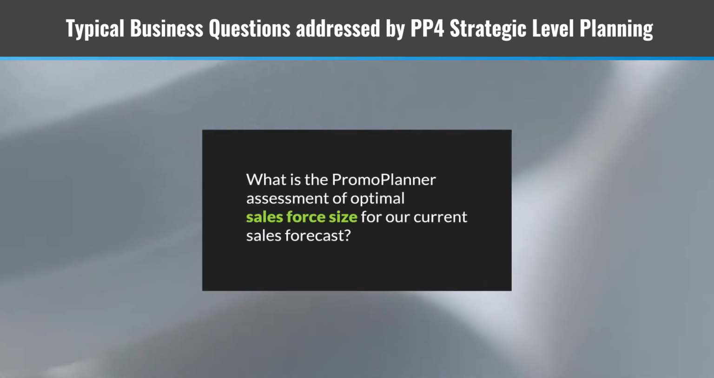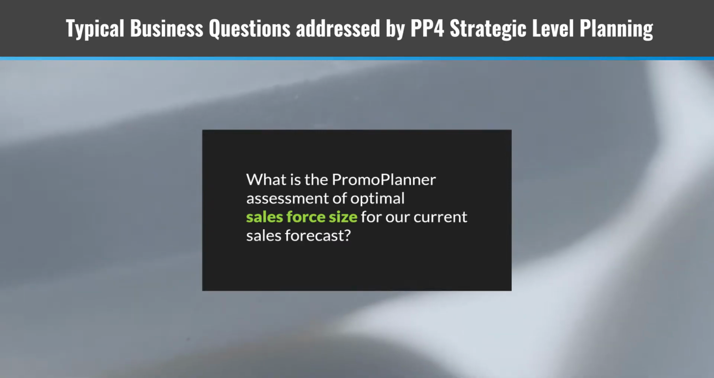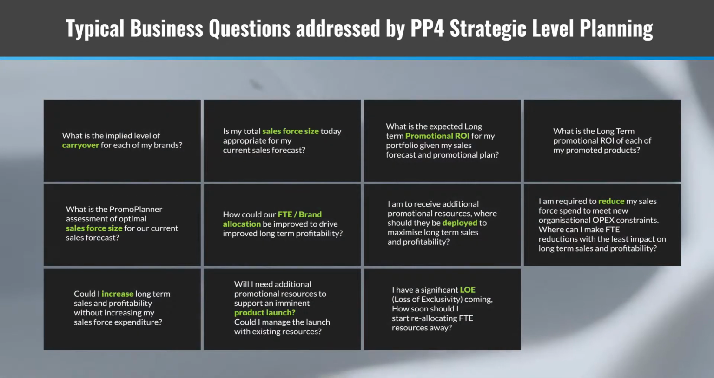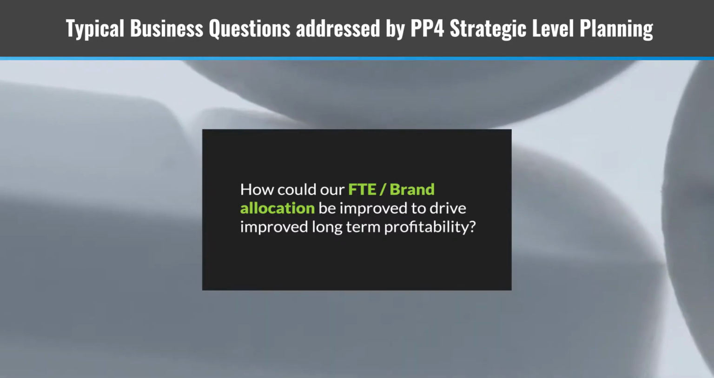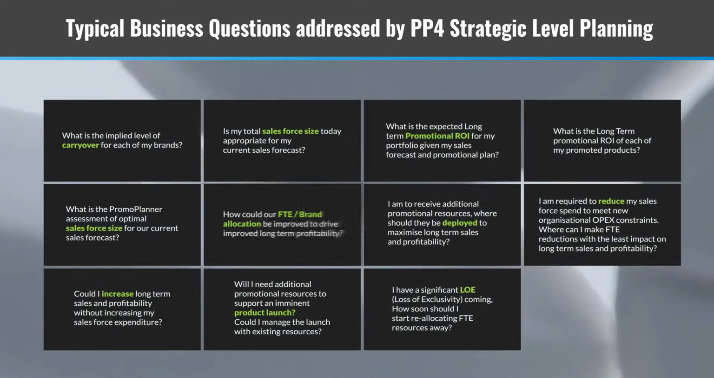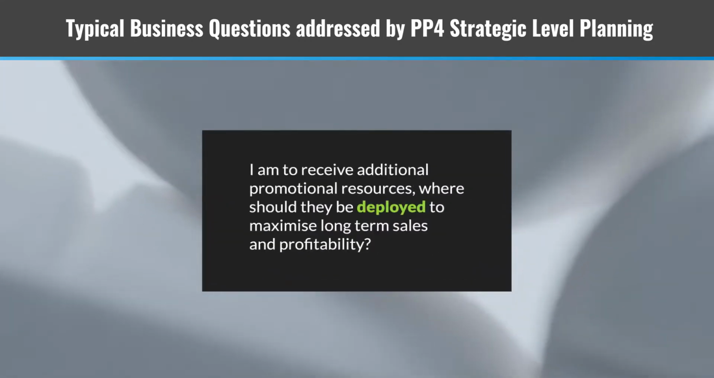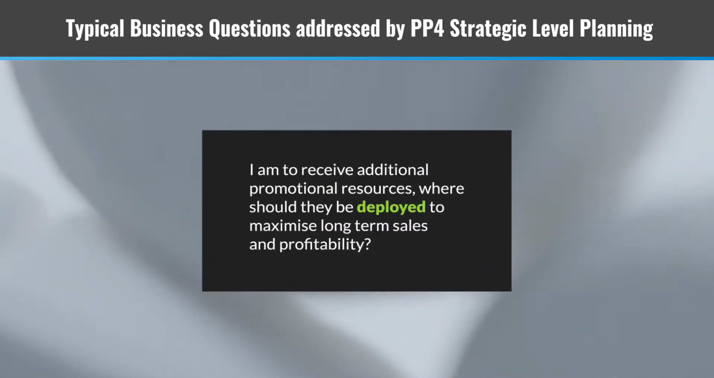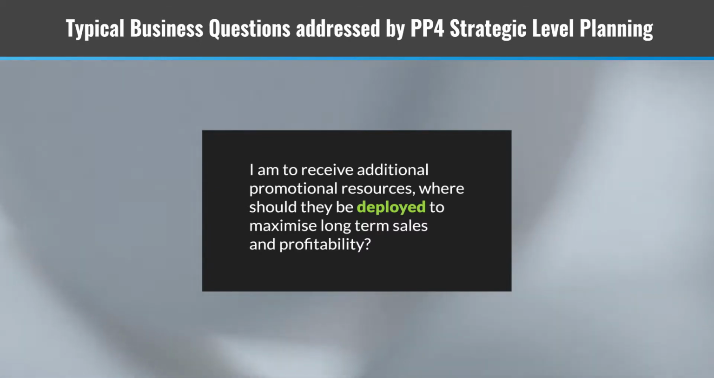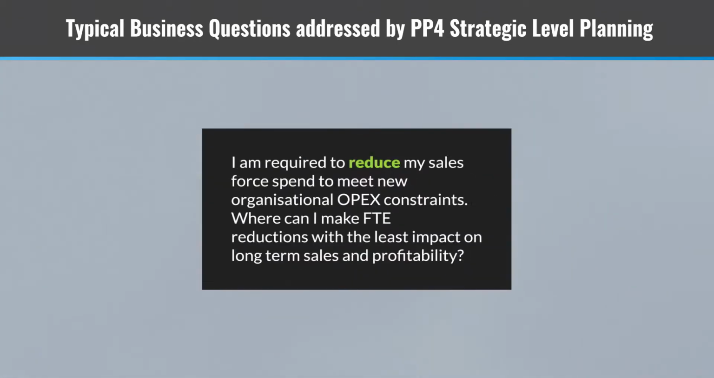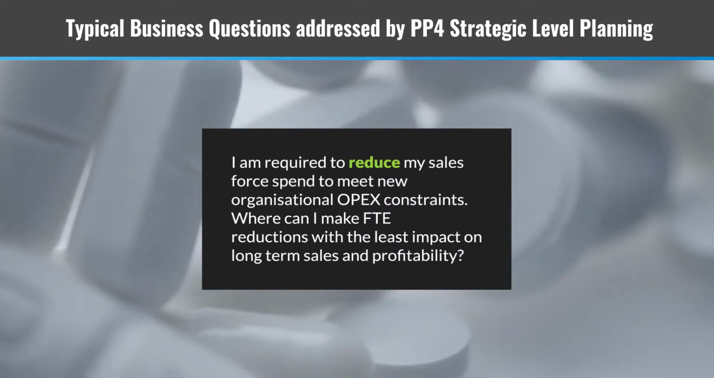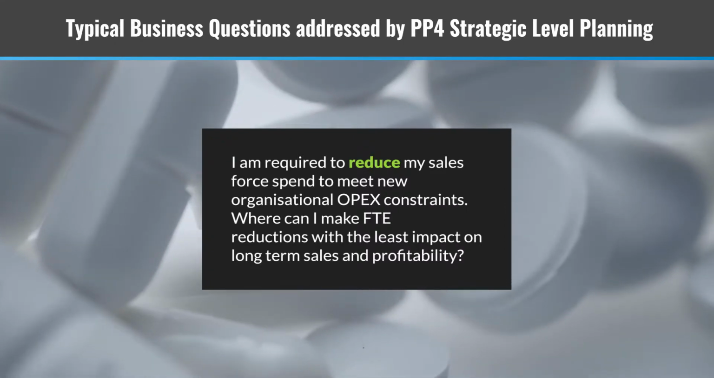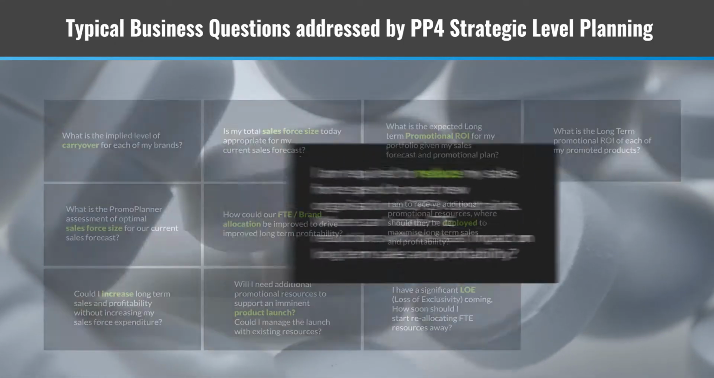What is the PromoPlanner assessment of optimal sales force size for our current sales forecast? How could our FTE brand allocation be improved to drive improved long-term profitability? If I'm to receive additional promotional resources, where should they be deployed to maximize long-term sales and profitability? If I am required to reduce my sales force spend to meet new organizational OPEX constraints, where can I make FTE reductions with the least impact on long-term sales and profitability?